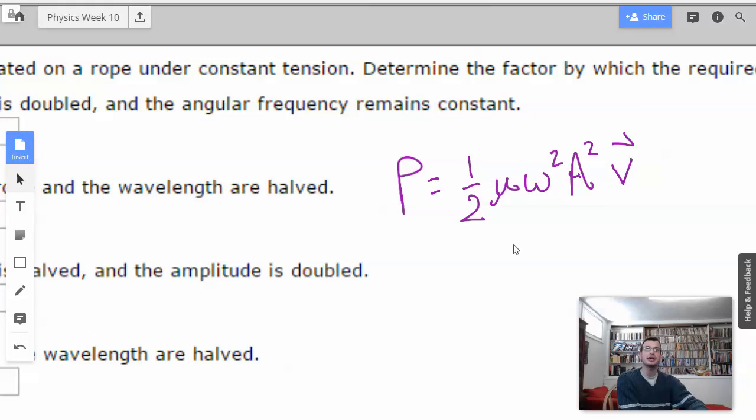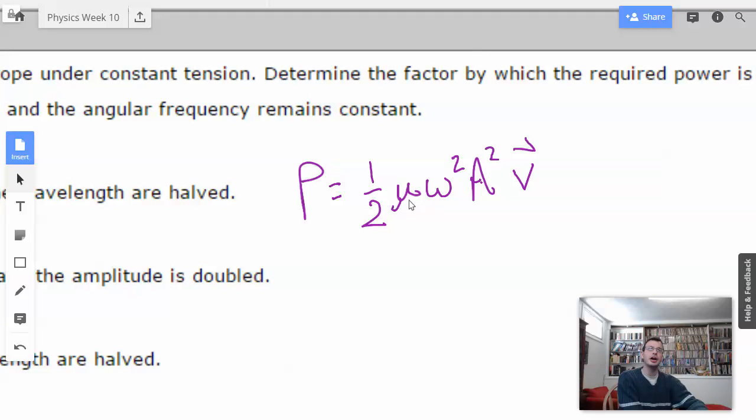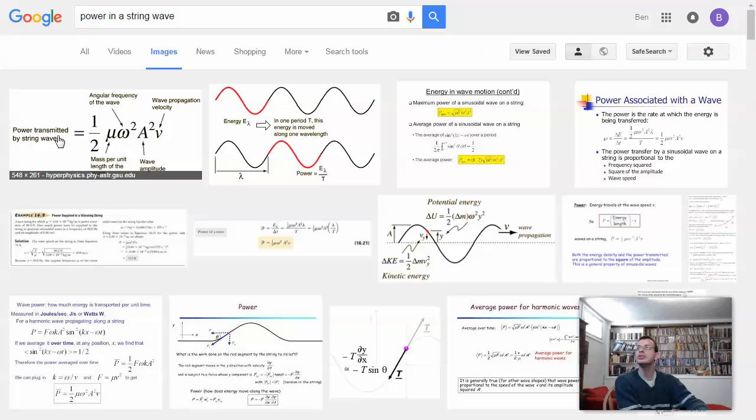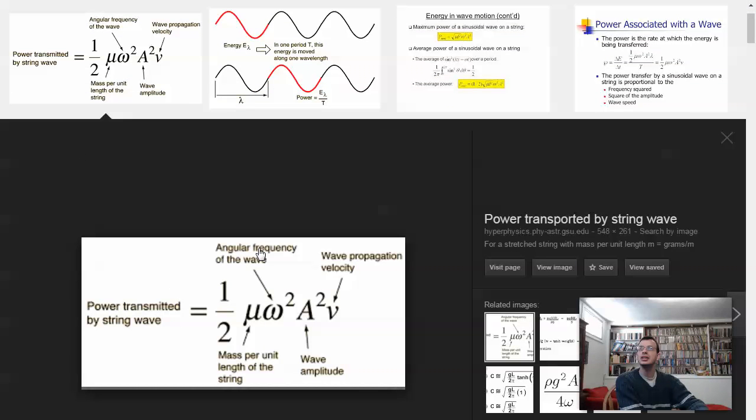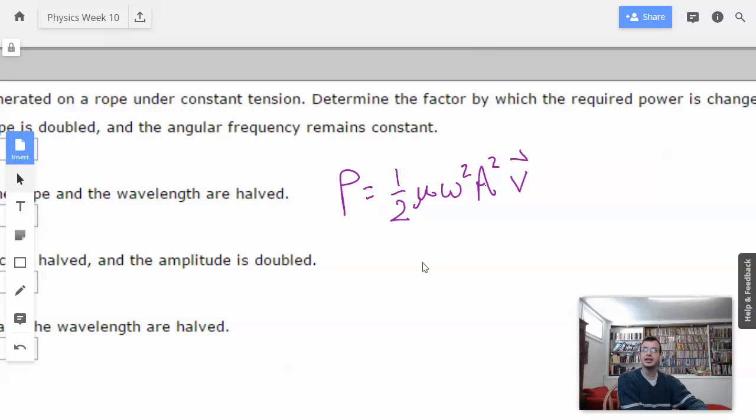All right, so talk through this real quick. Mu is mass per unit length. Omega is the angular velocity. A is amplitude, and v is the speed of propagation. Actually, I think they said it here too. Power transmitted, angular frequency, mass per unit length, wave amplitude. Yep, got it.